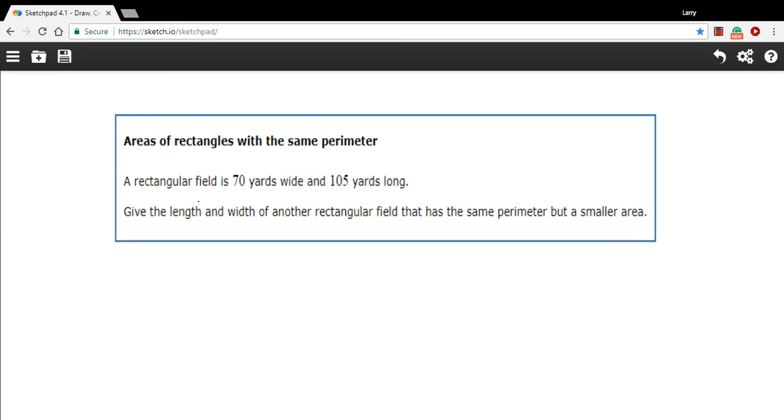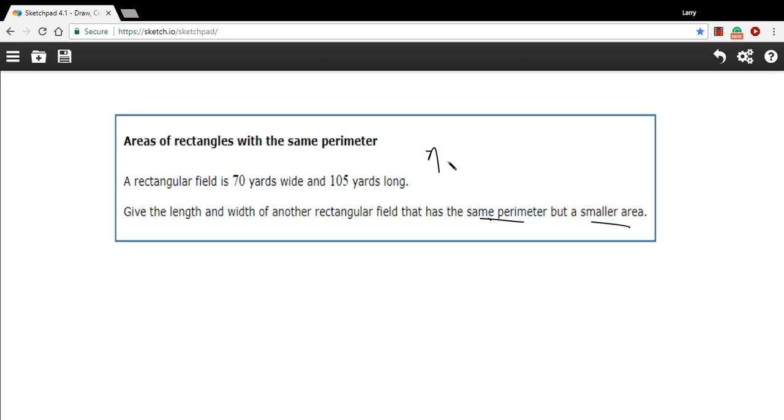In this problem, we are given a rectangle with a particular length and width, and we're being told to find another rectangle that has the same perimeter, but a smaller area. How are we going to go about doing that? Well, let's just first calculate the area of this rectangle.